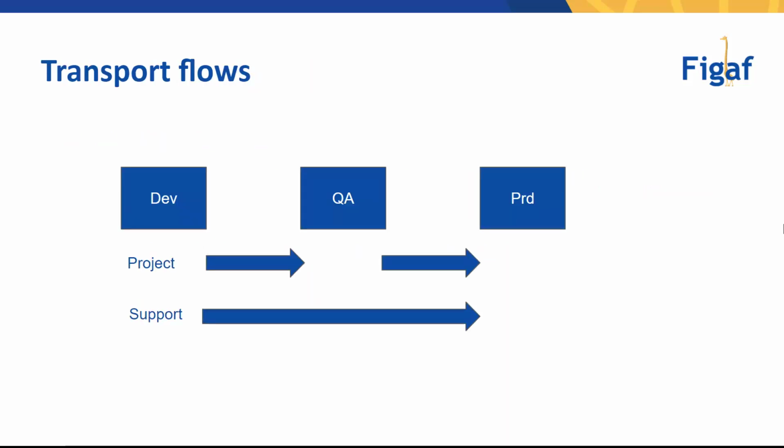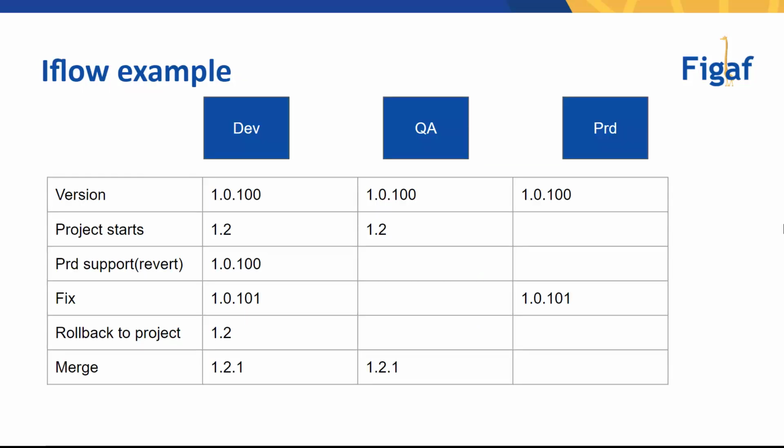So the common flow is the following. We have a dev, QA, and a production, and we're using that in our project's landscape. In our support, we just have support to production, and obviously you can have multiple stages in that. The Figaf tool supports virtual landscapes, which make it possible to have multiple configurations along the way. So what we want to achieve is the following.